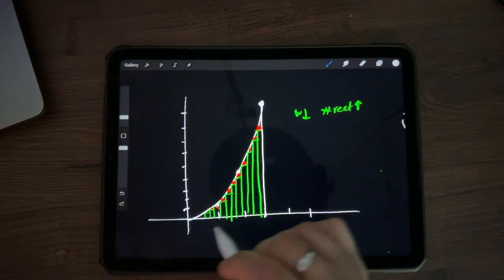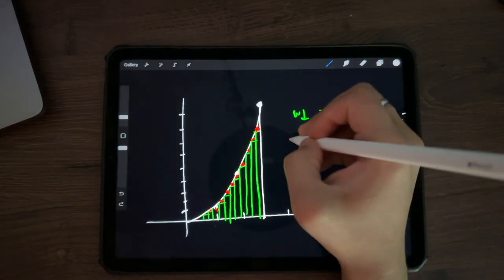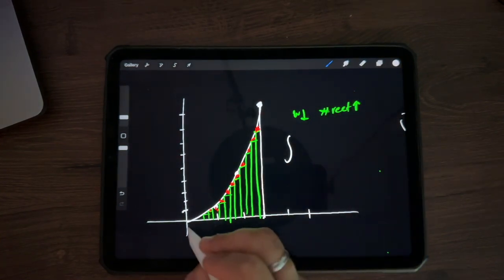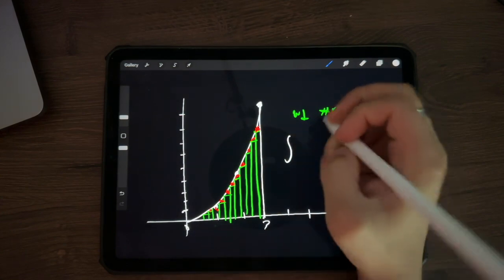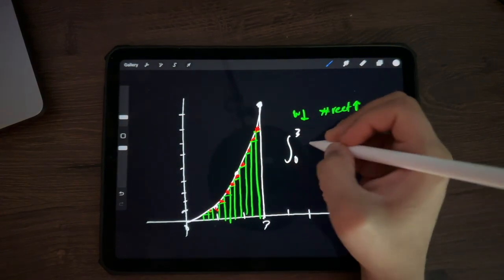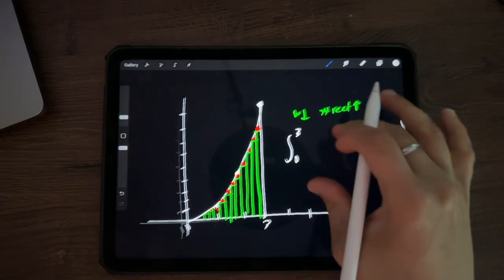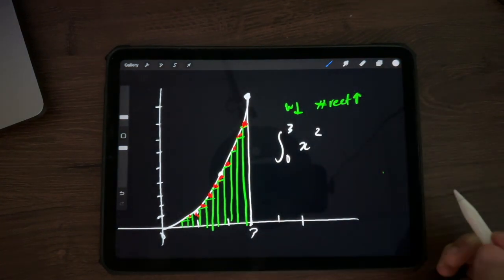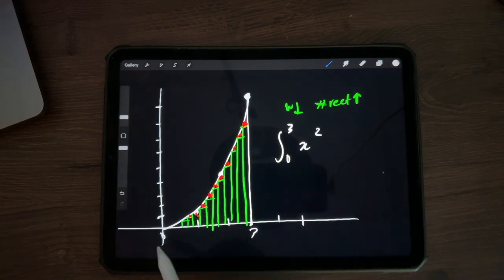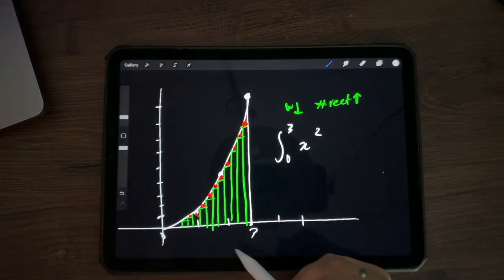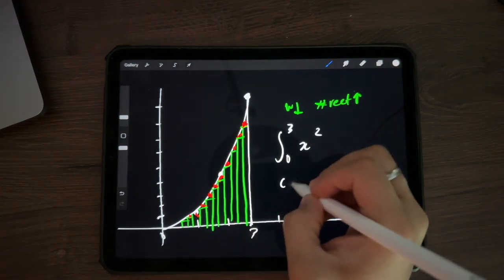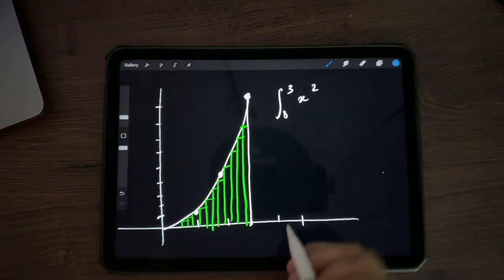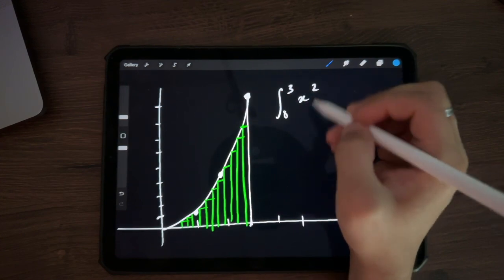So let's formalize what we've done here so far. We've taken the integral, which is the area under a curve, from 0 to 3. So if I was to write that, I'd write 0 and then 3. Now that means the integral from 0 to 3 of what function? The function x squared. Okay, so we've come up with a cool approximation idea. Now how can we implement that in code? Let's do it now.